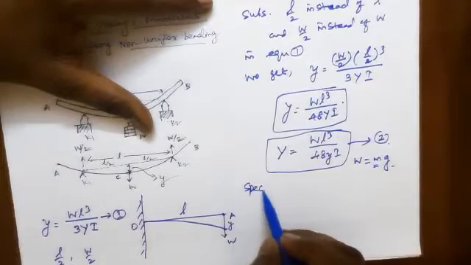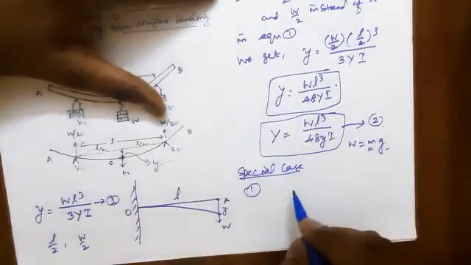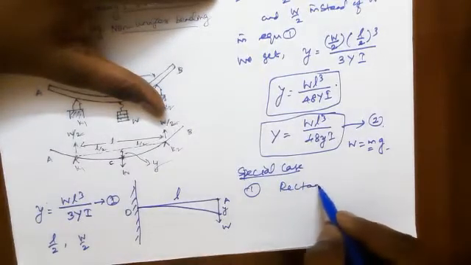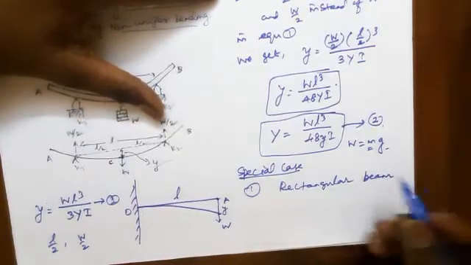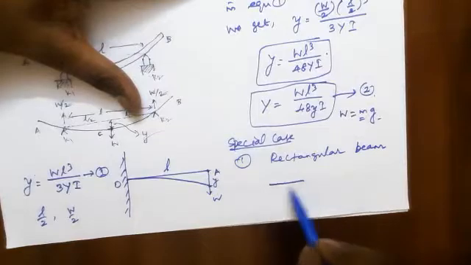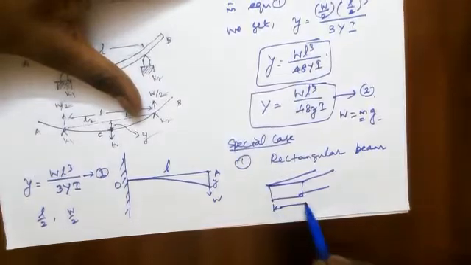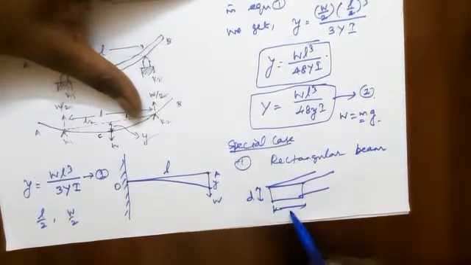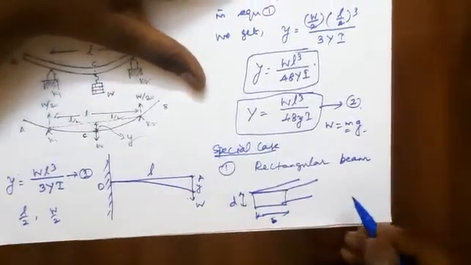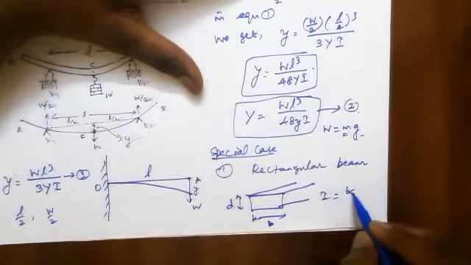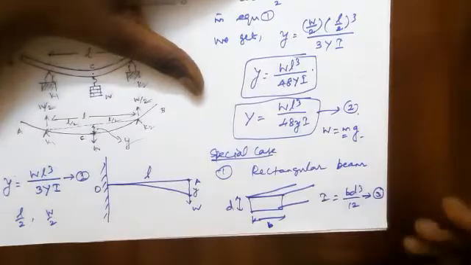Special cases. 1. Suppose we take a rectangular beam like this, with breadth b and thickness d. The geometrical moment of inertia of this rectangular beam is I equal to bd cube divided by 12. Give this equation number 3.